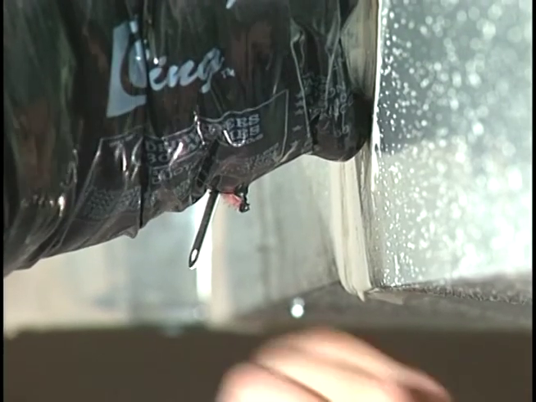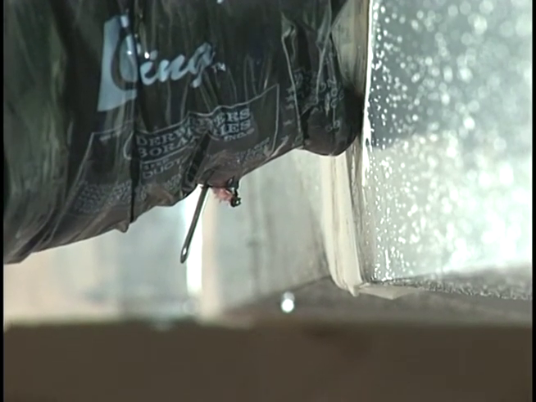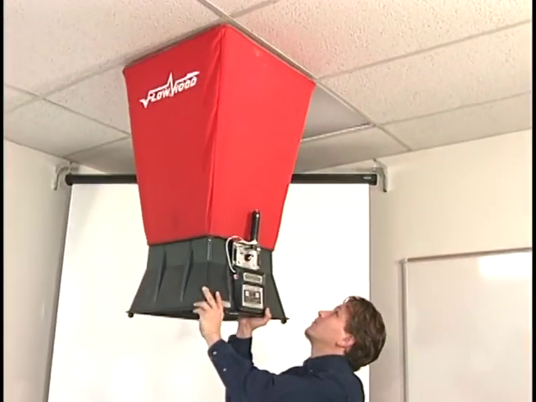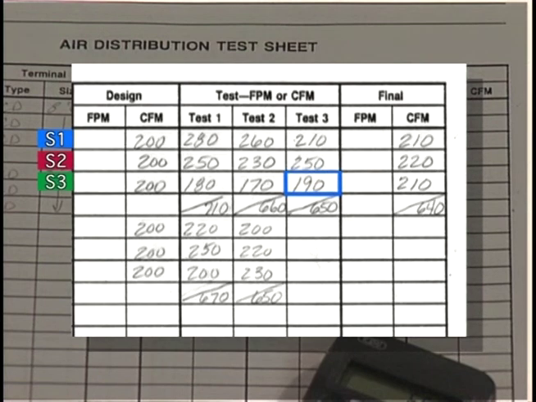To balance these outlets, the technician cuts the damper to outlet S1 to supply 210 CFM and then reads outlets S2 and S3. The outlet S2 now reads 250 CFM, and the outlet S3 reads 190 CFM. Next, outlet S2 is dampered to 220 CFM. Outlet S3 is read, and it is 210 CFM. S1 is checked, and it has remained at 210 CFM.